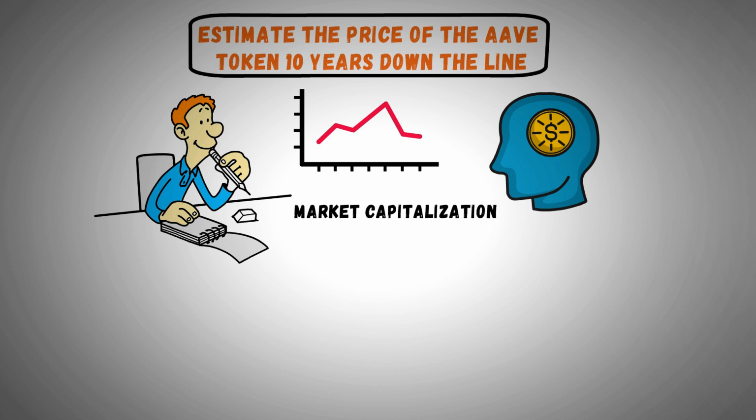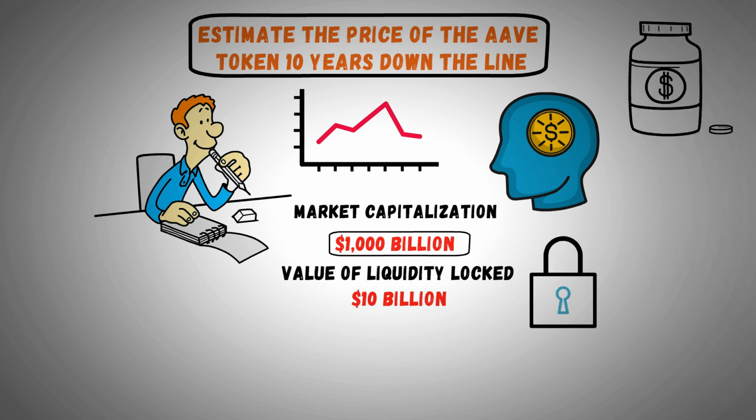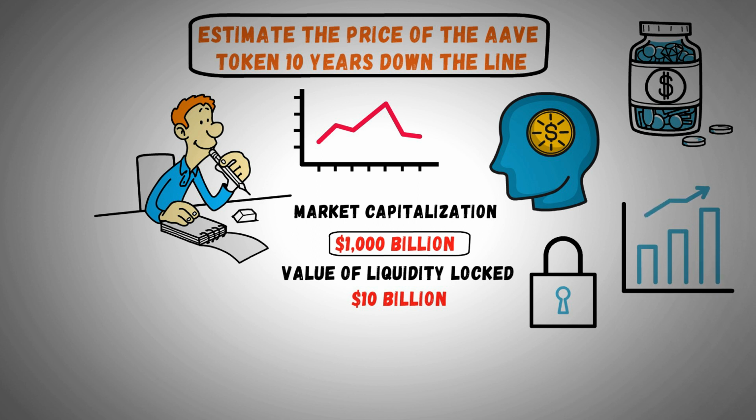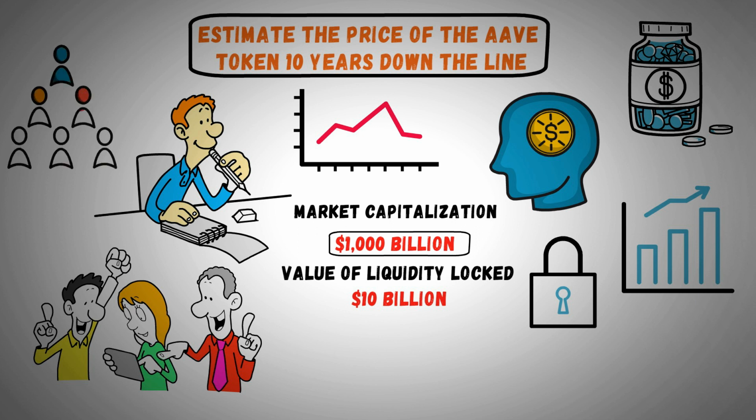Market capitalization of the entire crypto market currently is approximately $1 trillion. The value of the liquidity locked in the Aave Protocol is a little less than $10 billion. So around 1% of the entire crypto market is locked in the Aave Protocol. Now, I'm not saying that the price of an Aave token is directly related to how much liquidity is locked up in the protocol, but you will agree that as the crypto market grows, the importance of such critical DeFi projects will be realized. And more people, entities, institutions would want to be part of the governance of the protocol. This will increase the demand for Aave tokens, and since the supply is limited, it will drive up the prices.